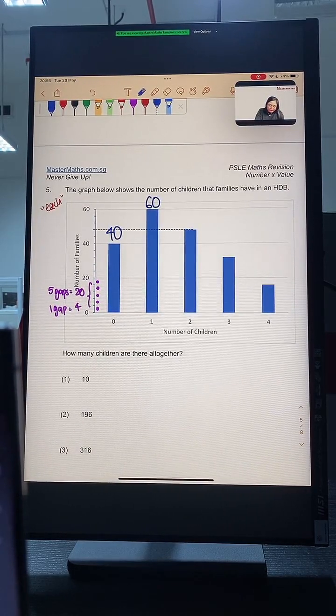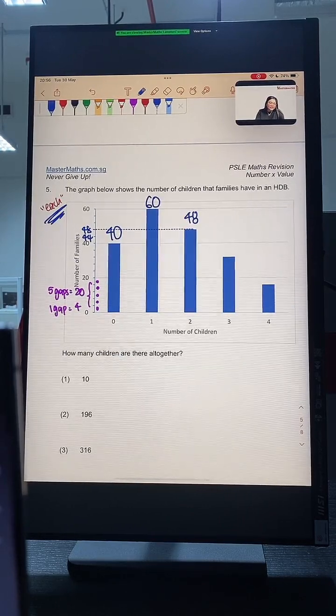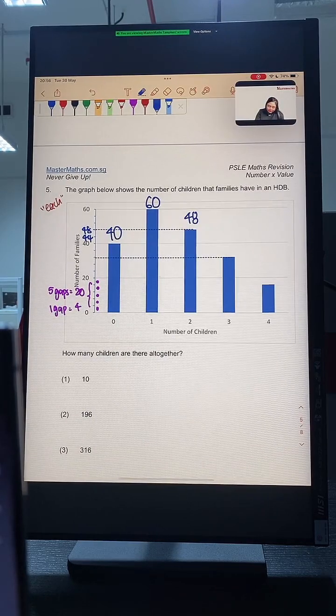Okay, this would be 44, 48, since I know one gap is 4. So 48 families have 2 children each. Again, the keyword is each. Then the next one. Draw a line across to help you.